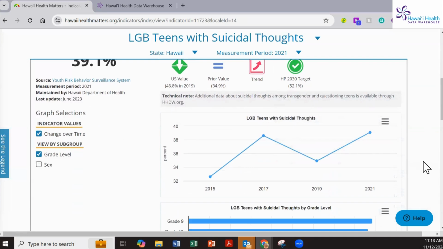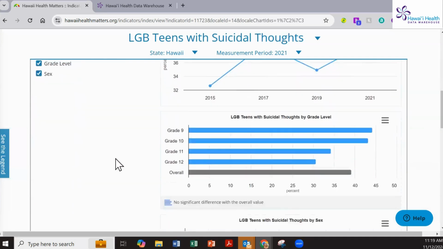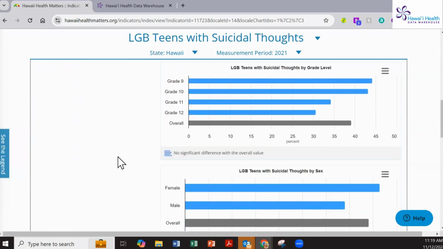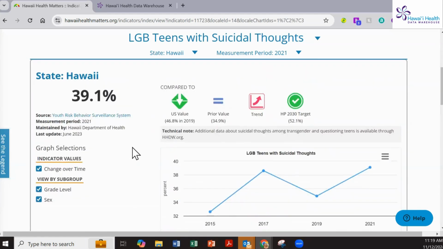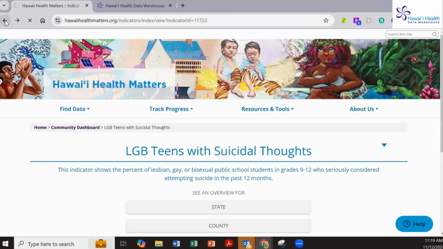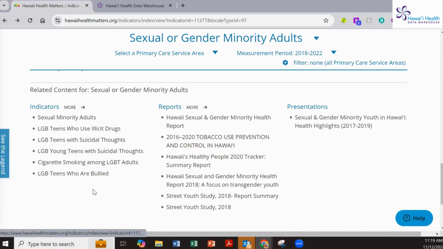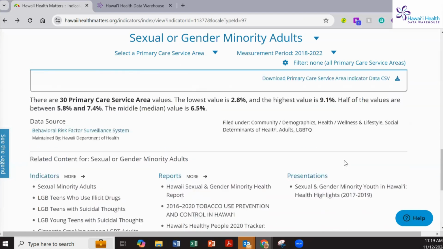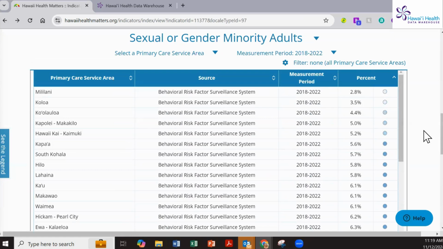So here we can see the trend over time. And then we also have a few subgroups. So we can look at the data and see the differences over grade level and by sex. So these are the indicators that actually involve sexual orientation and gender identity. However, I've told you that most of the data that we get from the Behavioral Risk Factor Surveillance System and the Youth Risk Behavior Survey are available by sexual orientation and gender identity.